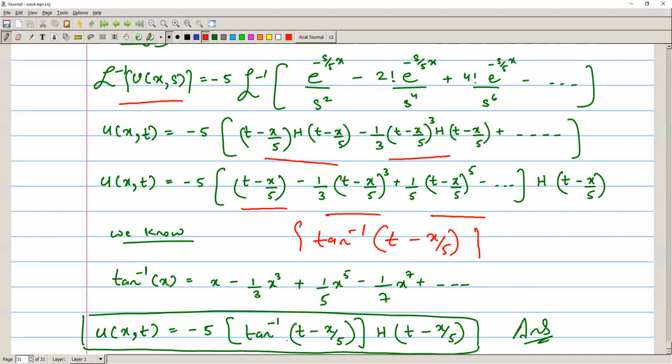So hope you guys understand this lesson. These are very useful methods, the Laplace transforms, especially for some complex types of initial conditions. So hope you guys understood this problem.